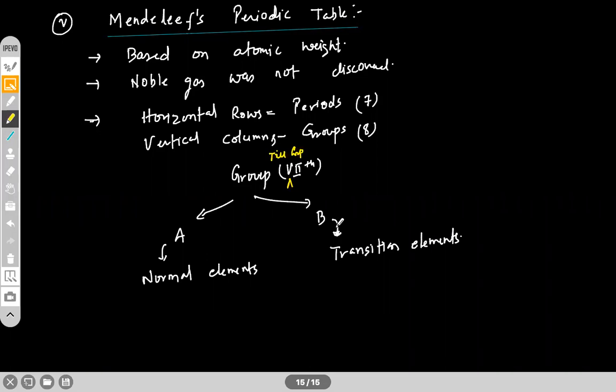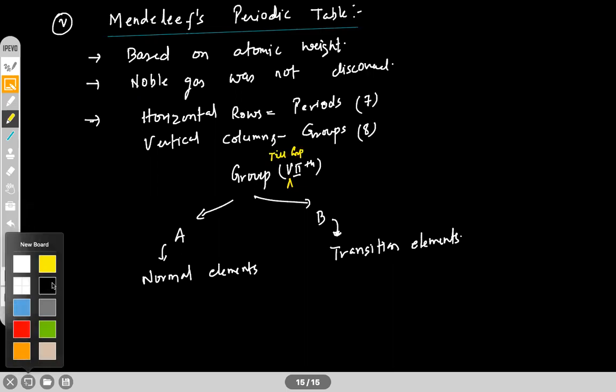Another thing is that the position of actinides and lanthanides was also not clear. Because of this, we have a slight modification in Mendeleev's periodic table, which we call the modern periodic table or long form periodic table.